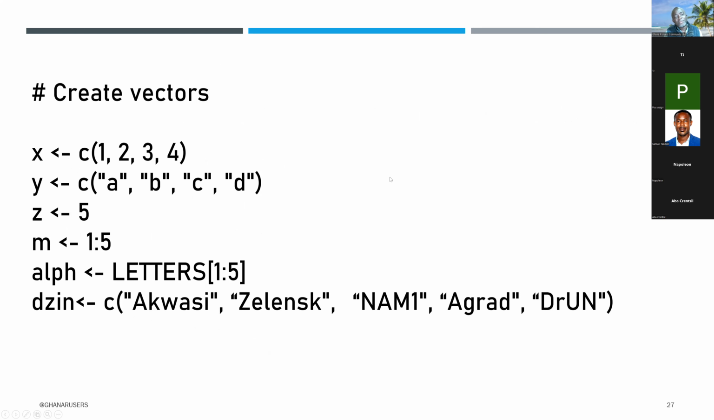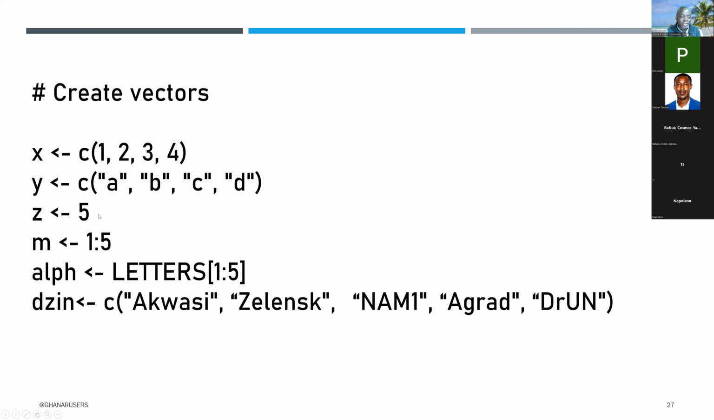Yes, we have seen how vectors can be created. We started part of it already in the previous slides. Want to create a vector X? You can name it anything, but we can create X here as numerical values 1, 2, 3, and 4. And then Y, we are going to create Y as A, B, C, and D. Once you type Y, you get A, B, C, and D, or Z as 5.